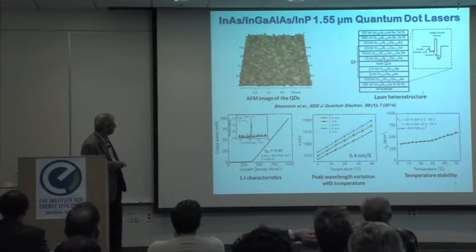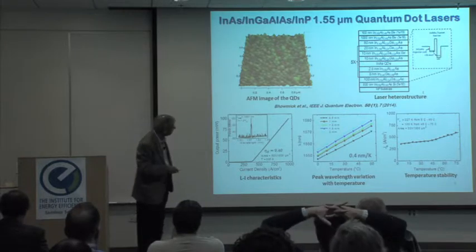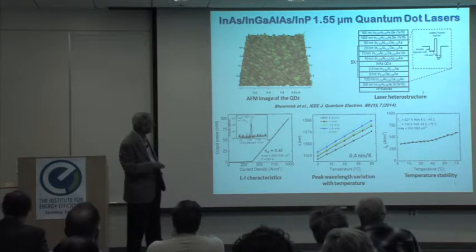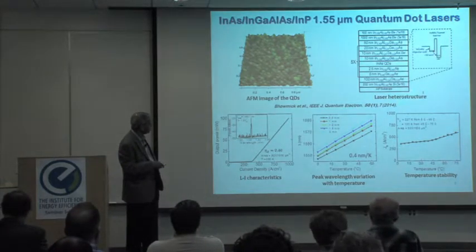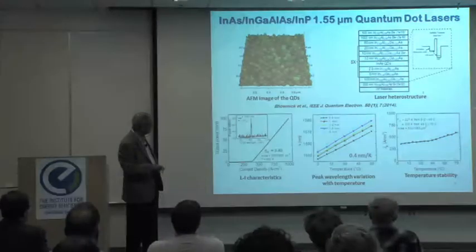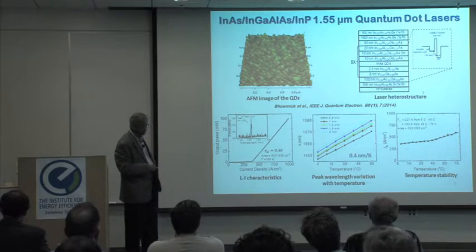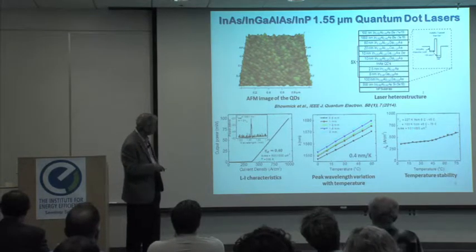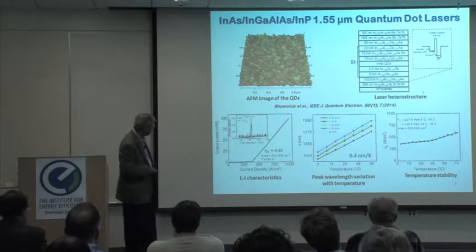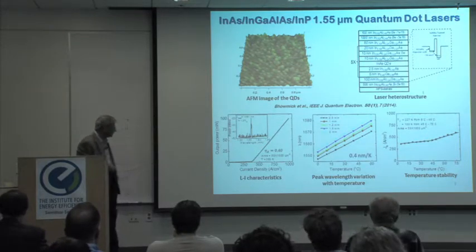As you know, in 1.55 micron lasers, at least commercially, they use quantum wells, and the worst feature of those devices is the T0. The T0s are very small. The threshold current has a large temperature dependence, but in these lasers you can see the T0s are very high, and you can get very respectable powers.